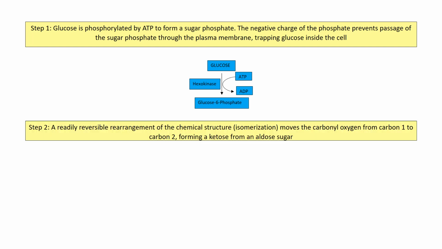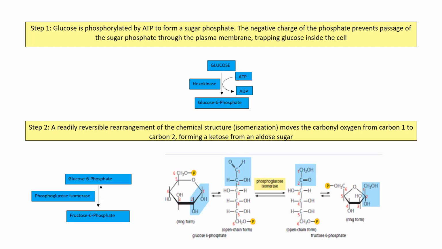In step 2, a readily reversible rearrangement of the chemical structure, that is isomerization, moves the carbonyl oxygen from carbon 1 to carbon 2, forming a ketose from an aldose sugar. Glucose 6-phosphate in the presence of the phosphoglucose isomerase enzyme forms fructose 6-phosphate.